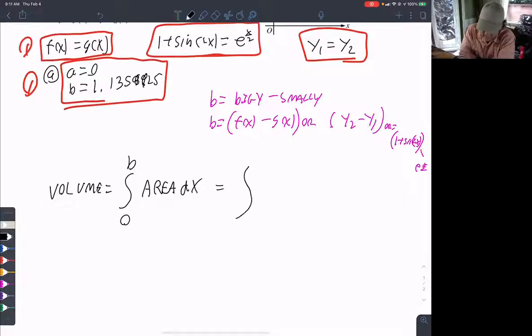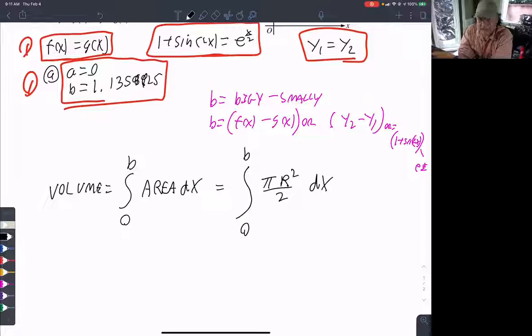But what's the area of a half circle? The area of a half circle is pi r squared over 2. That's the area. And here's where you need to be careful, because a lot of people make mistakes on the semicircles.